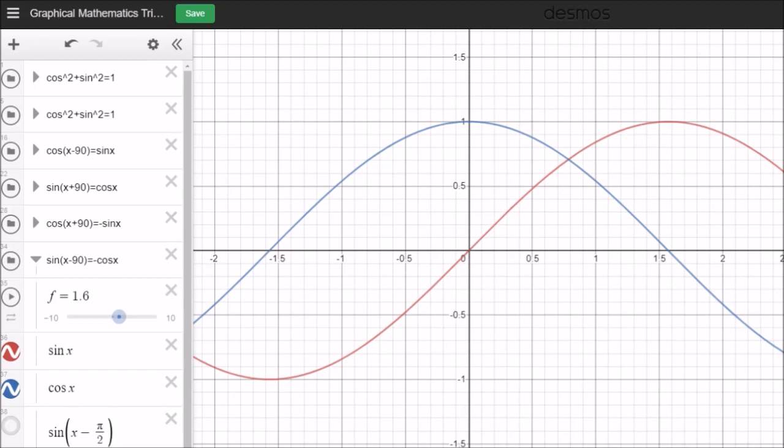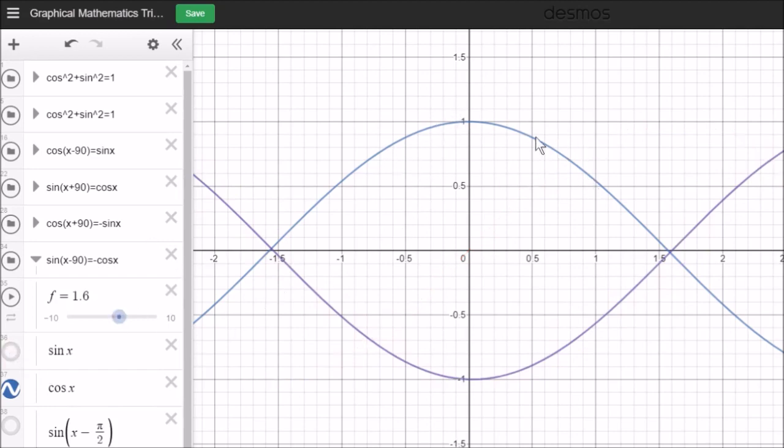So let's go ahead and click on this here, and we'll start off with a value of 0. At a value of 0, we're starting off with the sine x function, and we're going to shift it by 90 degrees, which means shifting it to the right by 90 degrees. That's going to give us minus the cos x. So this is the cos x up here, and this becomes the minus cos x.